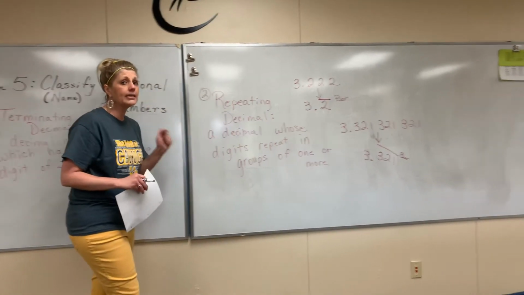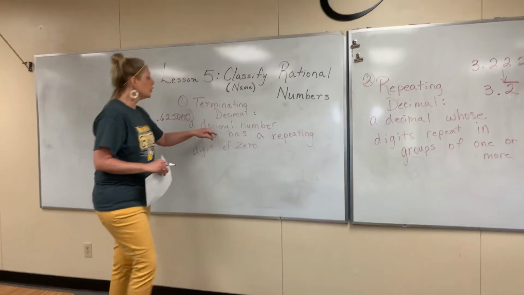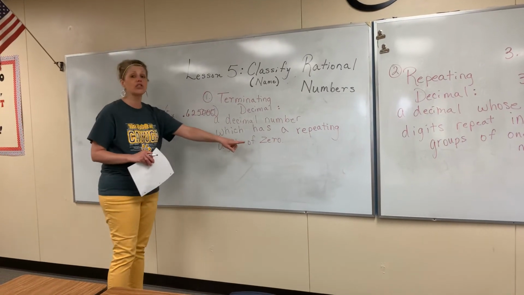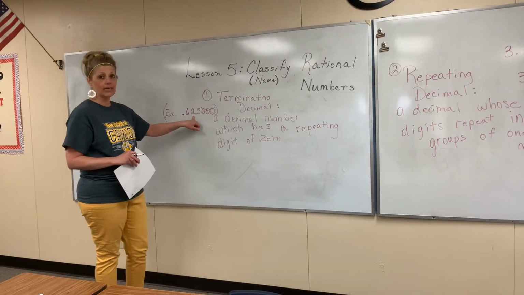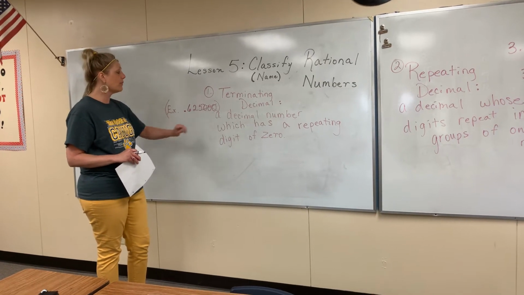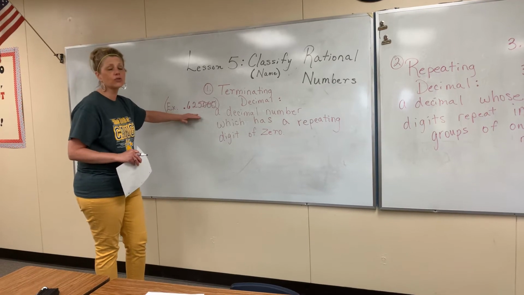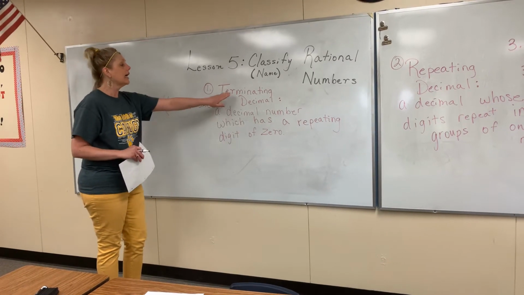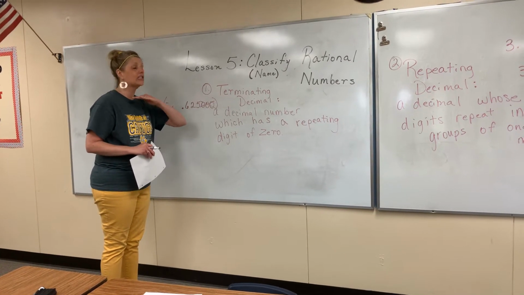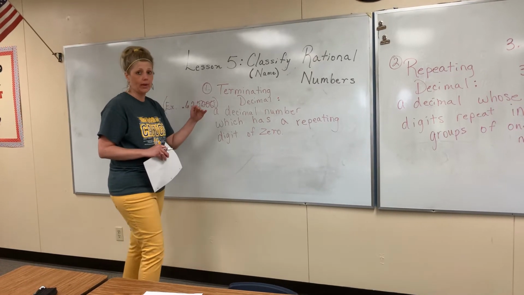Okay? So here's the difference. On the terminating decimal, you will have a repeating digit of 0, like this. I saw that the 0 kept repeating. We can drop those zeros. The number stops. The answer is 0.625. And like I said, that's called terminating. It stopped. It did not keep going.